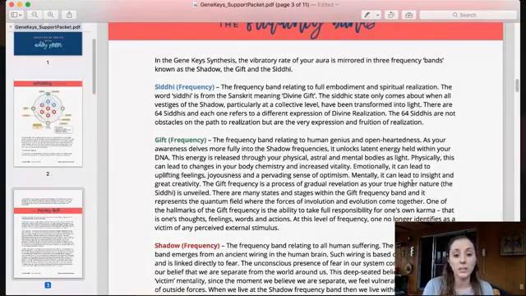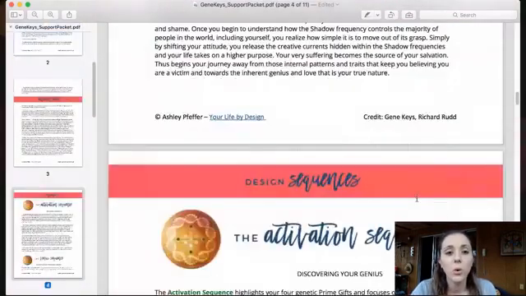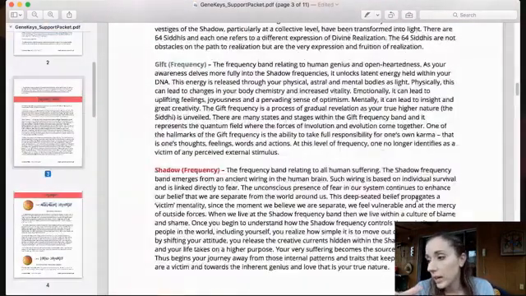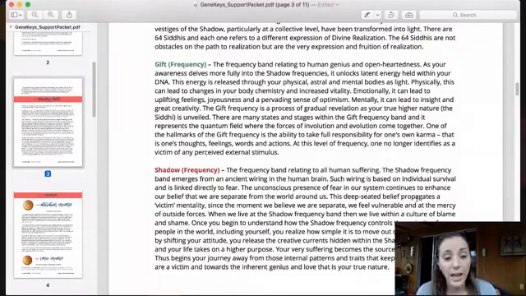So the shadow frequency is more about human suffering, our wounds, our victim states, and that's where the majority of people live today. They like to be victims. So what we're doing with the Gene Keys is allowing ourselves to pop out of the shadow frequency where we feel like we're a victim of something and empower ourselves to come into the gift frequency so that we can experience joy and happiness and bliss in our lives because we are taking our power back.